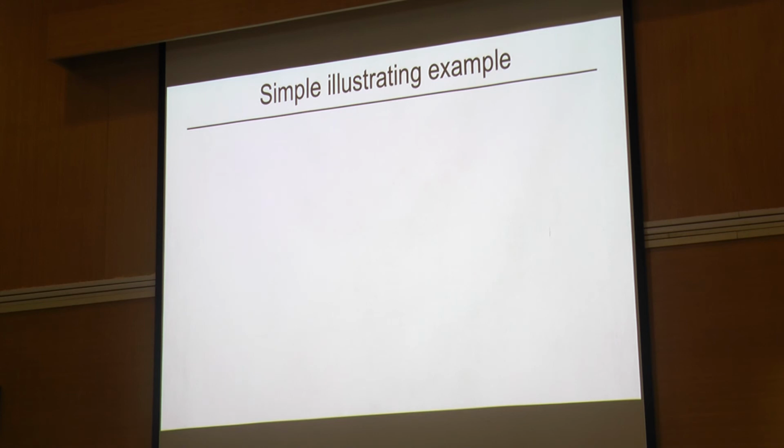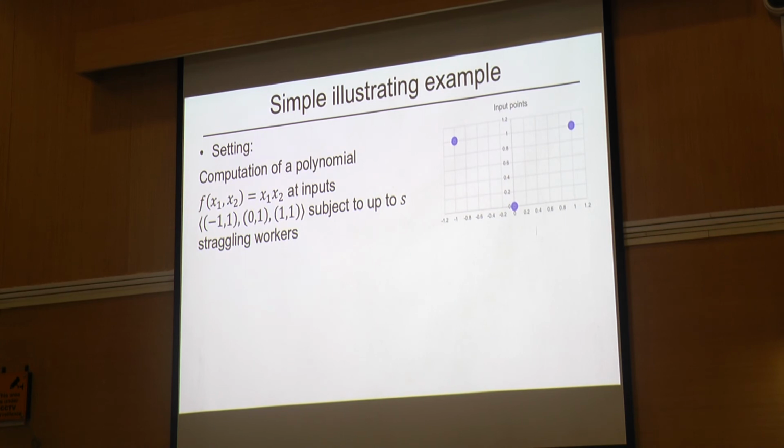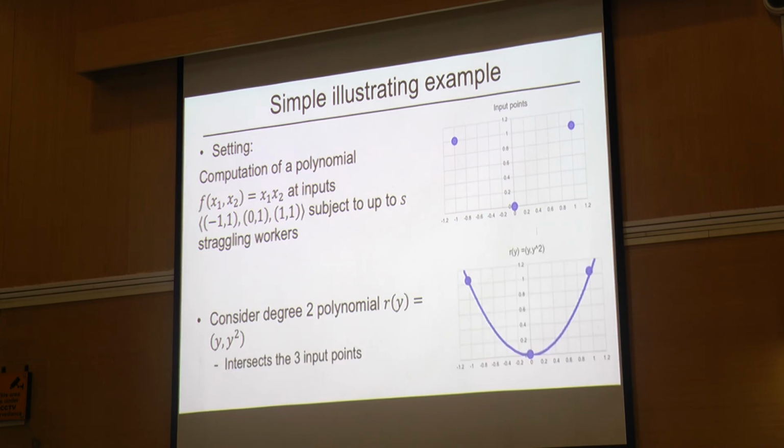Okay, so I'll take a simple illustrating example which will show what is happening. Suppose we want to compute a polynomial f of x1, x2, which is just x1 times x2. This is a multilinear polynomial. The inputs are, let's say, 3 inputs: minus 1, 1; 0, 1; and 1, 1, as shown here, subject to S stragglers. The first step is to consider a degree 2 polynomial. In this case, I'll take y, y squared, written like a point. The interesting property of this polynomial is that it intersects the given 3 points. Basically, it goes through the 3 inputs.